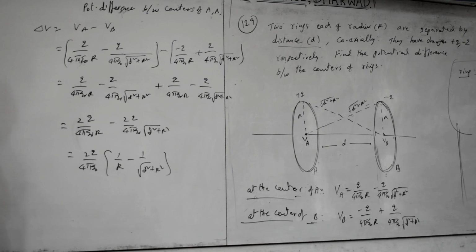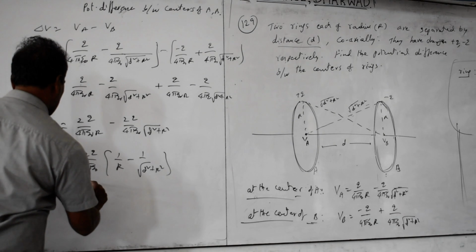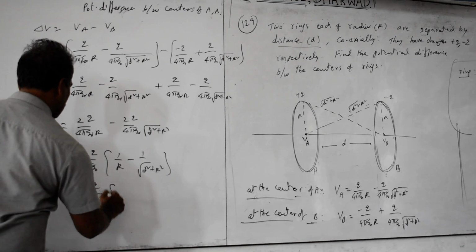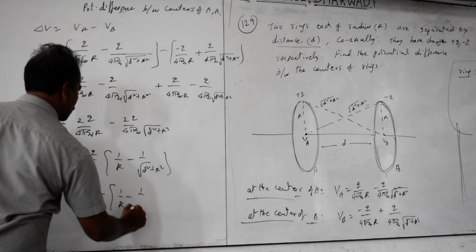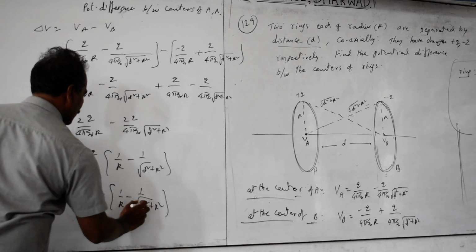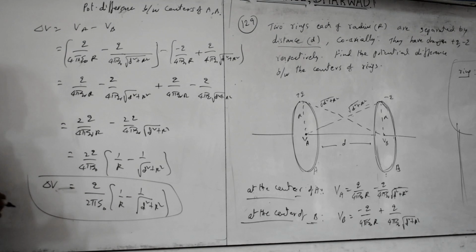2Q, the 2 cancels. The option is up to this only. So 2 by 4 is taken as 1 by 2. The result is Q by 2 pi epsilon naught into 1 by R minus 1 by under root of D square plus R square. This is the answer, the potential difference between A and B. That is the second option.